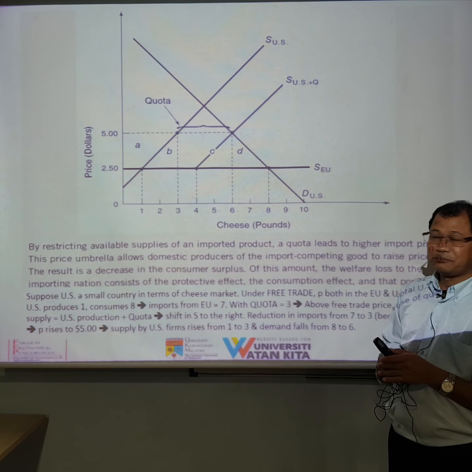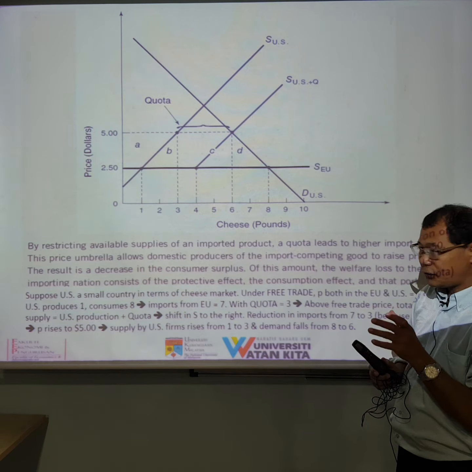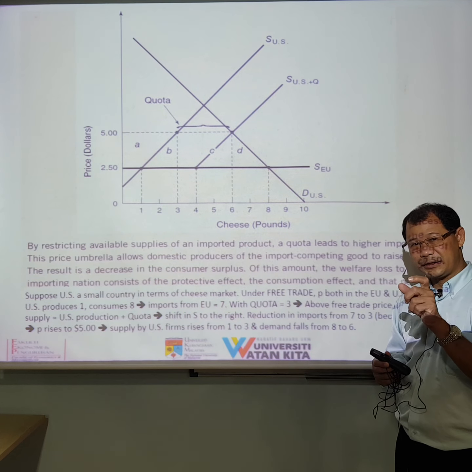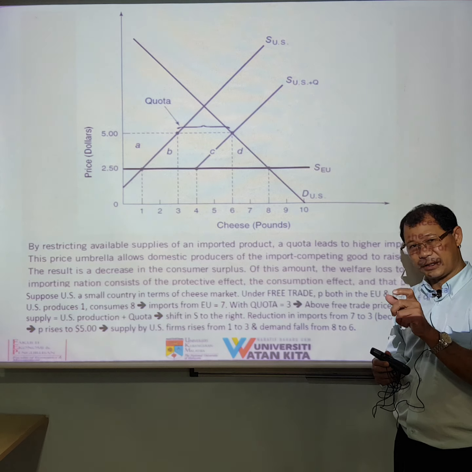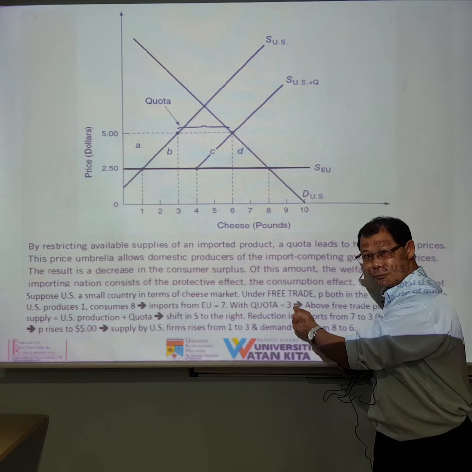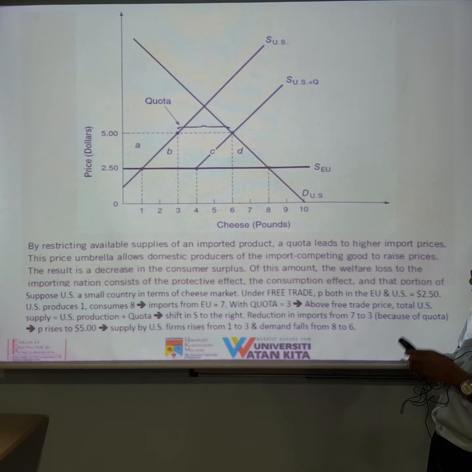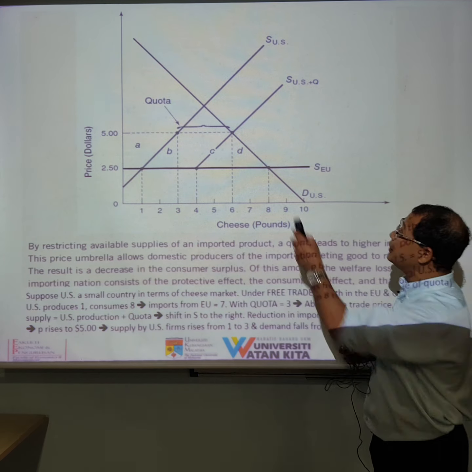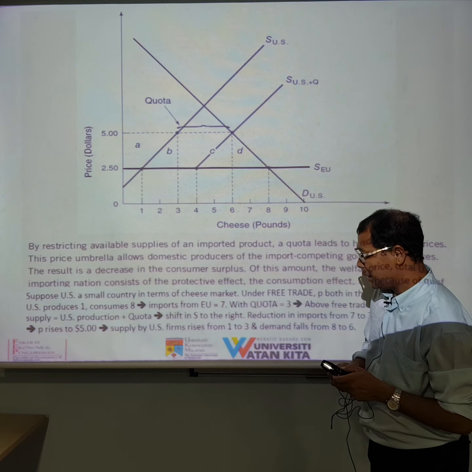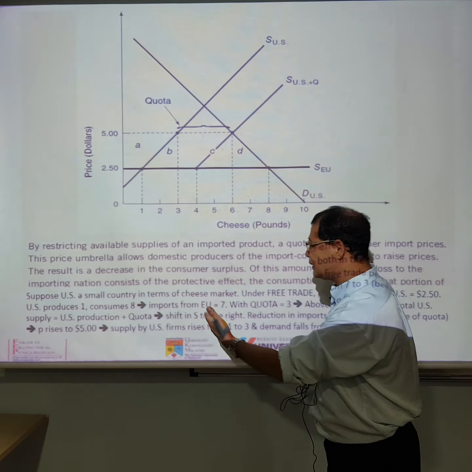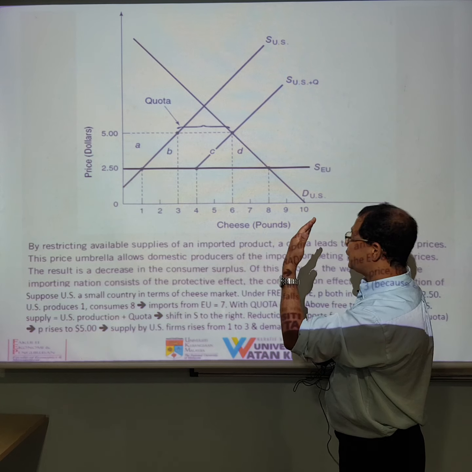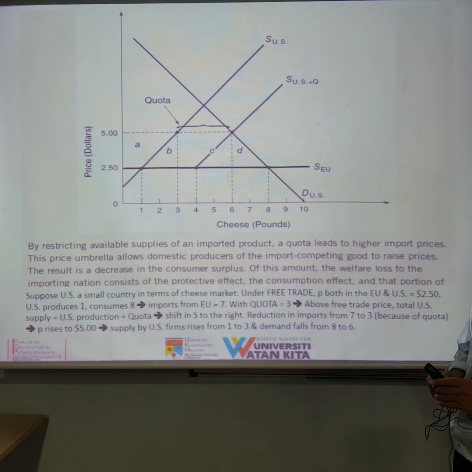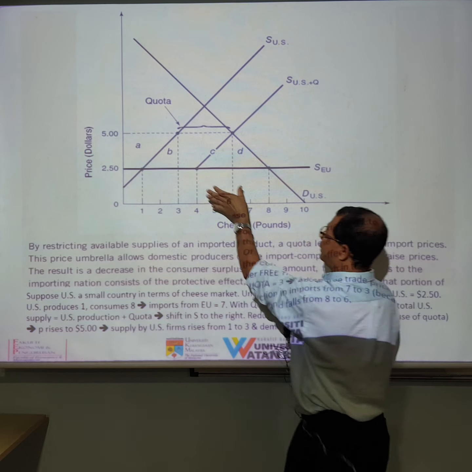With quota, suppose the quota is 3 units. The quota is a quantitative limitation, a limit on the quantity. So above the free trade price, total US supply is US production plus quota. So the supply curve shifts to the right because of the quota.